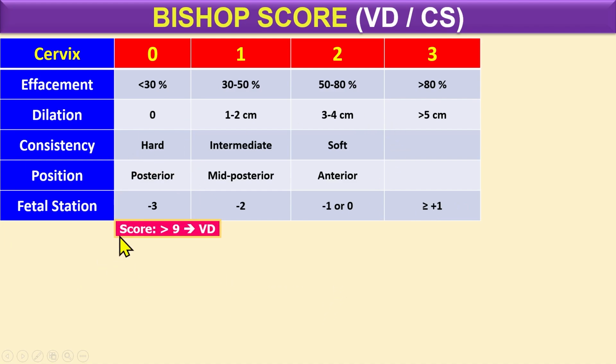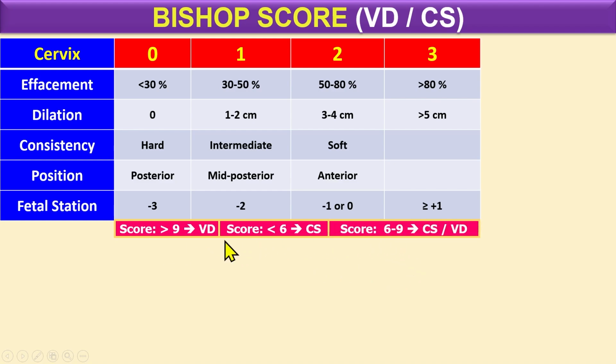Okay, so what is important? So the total number is 3 plus 3 plus 3 is 9, and plus 4 is 13. So if it is more than 9, it's suggestive for the vaginal delivery. Okay, and if the total score is less than 6, it's difficult for the vaginal delivery. So you can think of the cesarean section. Okay, and if it's between 6 and 8, you should consider some induction measure which may help you to move toward the vaginal delivery, or you can consider the cesarean section. So depending upon the condition, we go for the cesarean or the vaginal delivery.